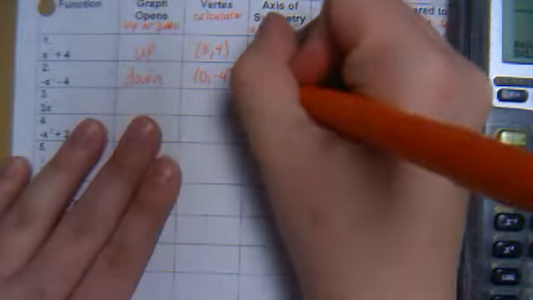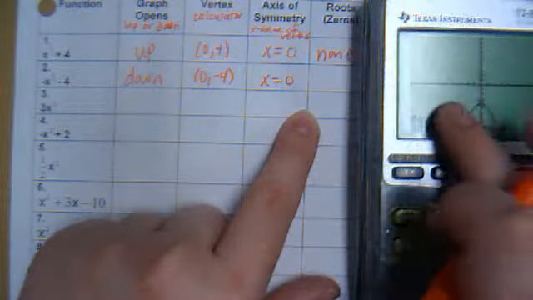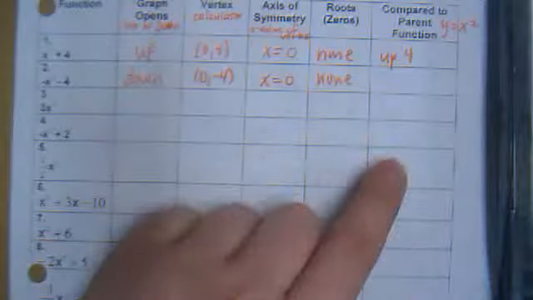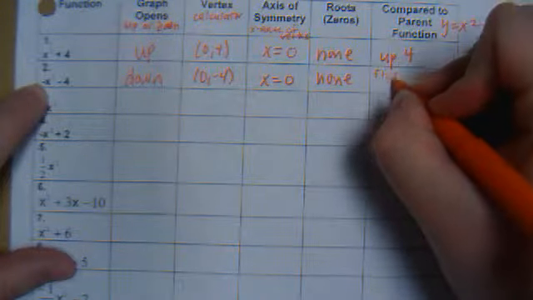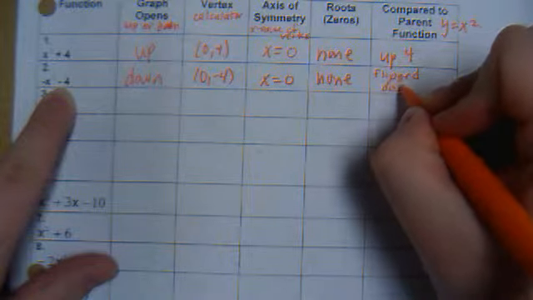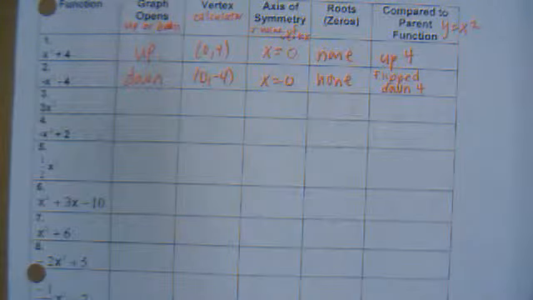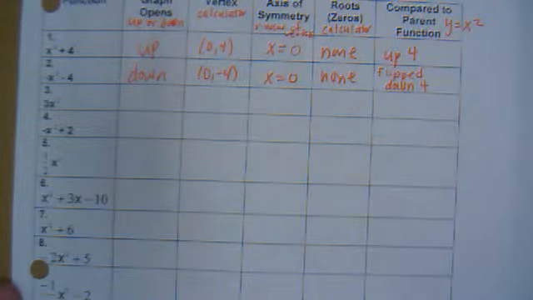Okay, so x equals 0 because that's my x value. If we look at our graph again, it doesn't cross the x-axis, so again there's no zeros. Okay, and then compared, here it's negative, so it's flipped. And it's minus 4, so it went down 4. So on this, you use the calculator as well.